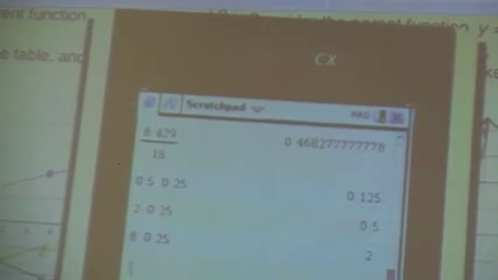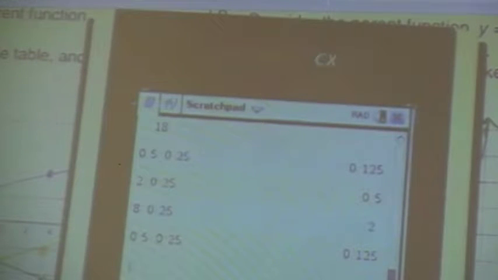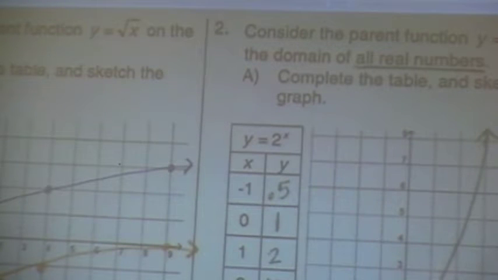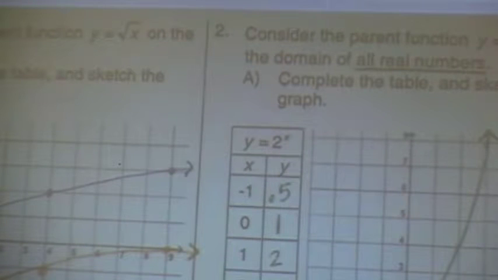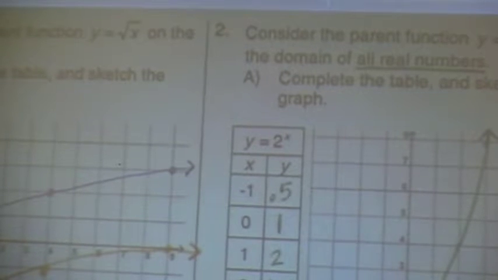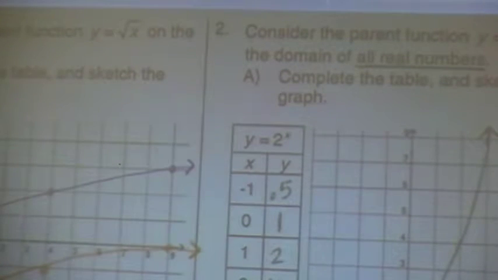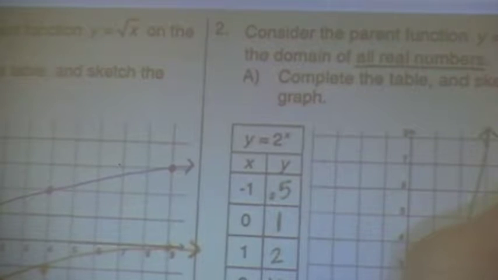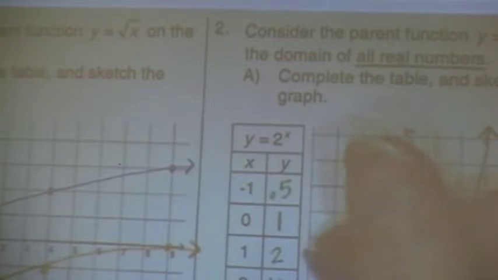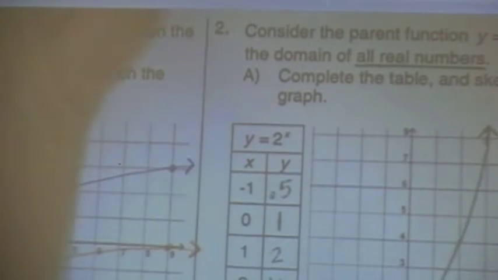So I need to do 0.5 times 0.25 because that's what they told me to do. And that gives me 0.125, which is the same thing as an eighth. So when I graph this point now on my new graph in my new color, I'm graphing the point -1 and 1/8. So it'll be a little hard to graph. And then I multiply 1 times 0.25, so that's a 4. Then I multiply 2 times 0.25.